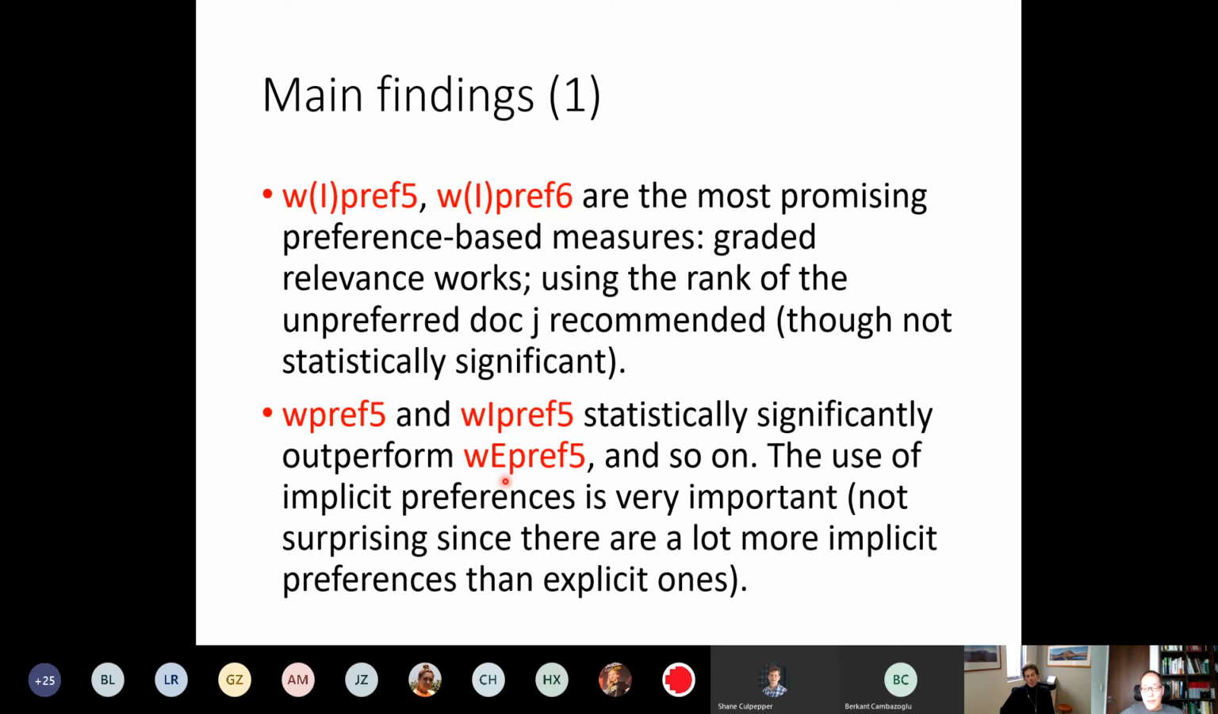For example, I'm looking at the top 10 web search results. So top 10 web search results just gives us like 45 document pairs, and only some of them can be used in the computation of explicit preferences like this one. We have a lot more implicit preferences given a SERP.